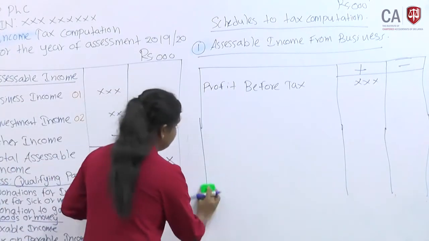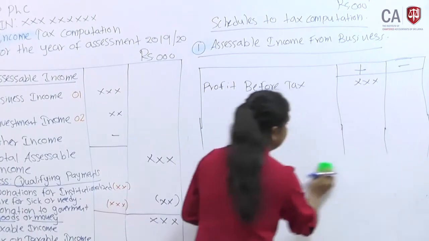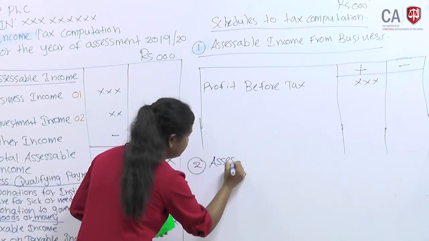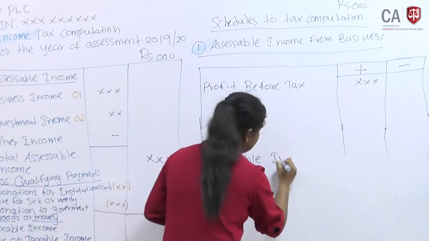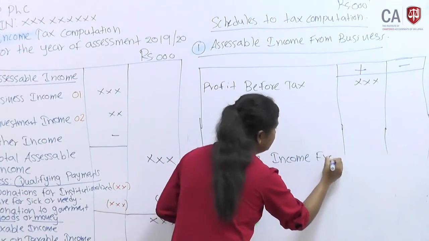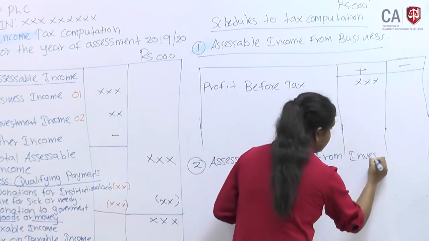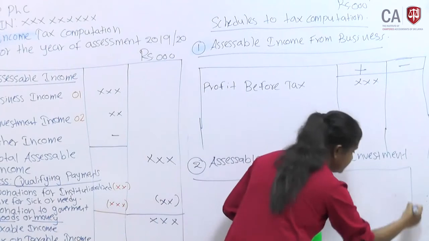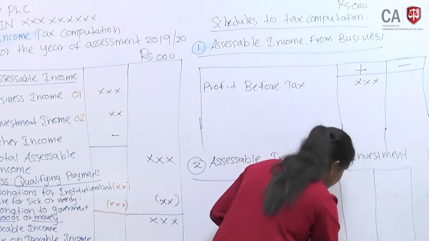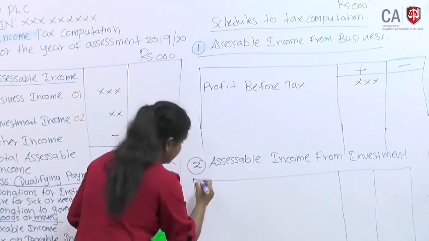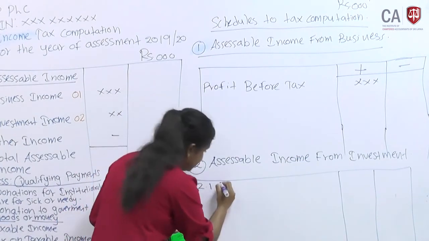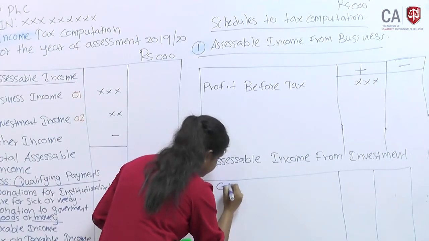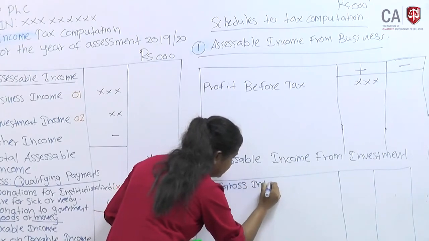Then we have schedule 2, which is the investment income. Schedule 2, the assessable income from investment. In that, no plus or minuses. Under the categories of investment, maybe 2.1 is interest income, which is gross interest income.